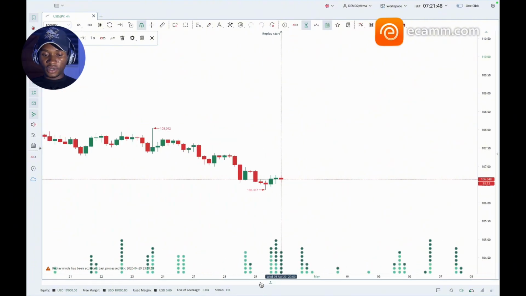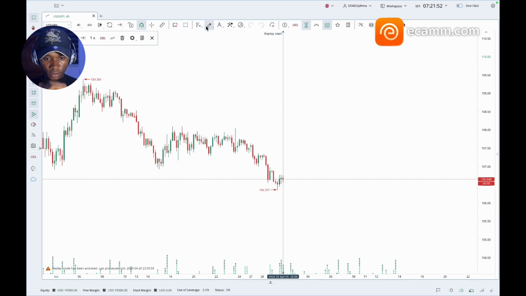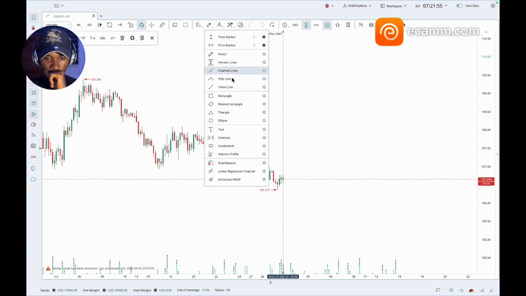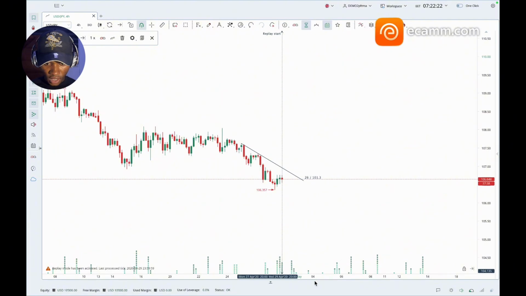Okay, let's draw our trend line first. How do you want to draw a trend line? You want to pick the recent two lows. I can say these are my recent two lows.